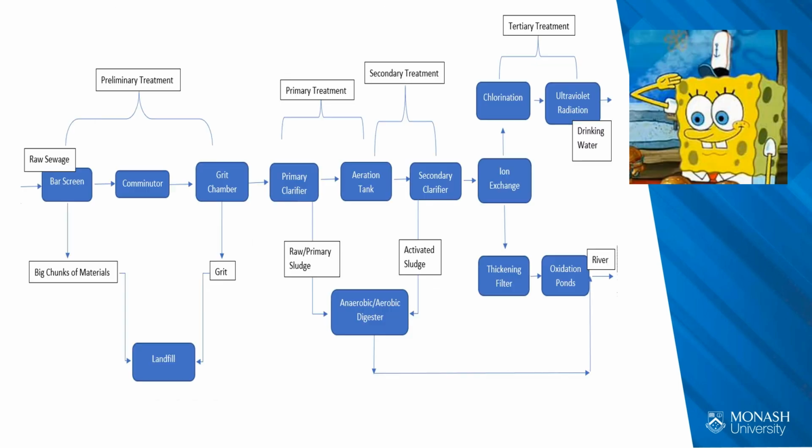Here is our block flow diagram. The wastewater first goes through preliminary treatment to remove large debris using bar screens, comminutors, grit chambers, and landfills. Then, the wastewater undergoes primary and secondary treatment, where pollutants like sludge are removed to an aerobic digester before flowing into the river. In tertiary treatment, the water is separated into two parts. The upper part is treated for drinking water through disinfection, while the remaining water is released back into the river.